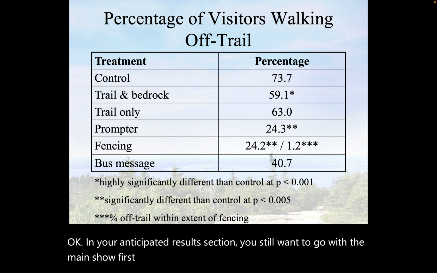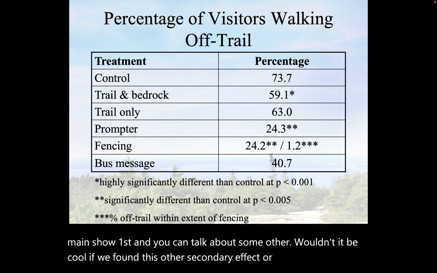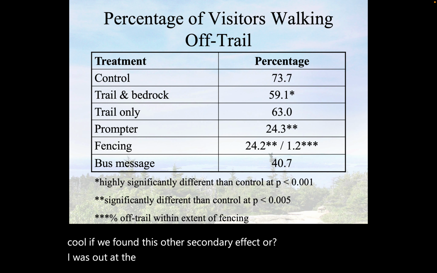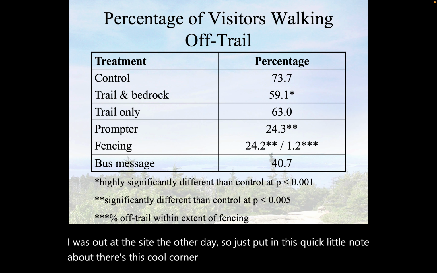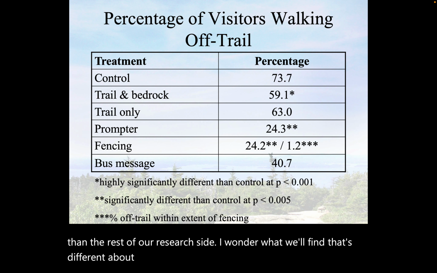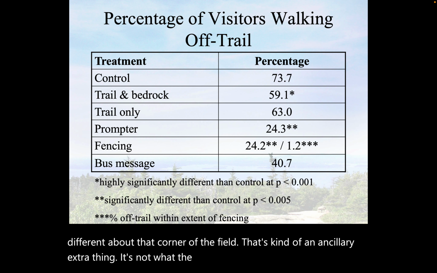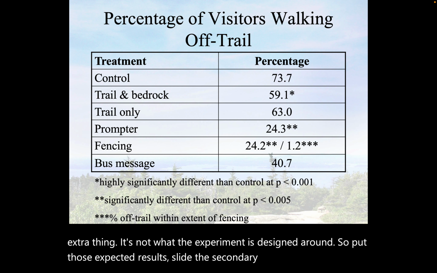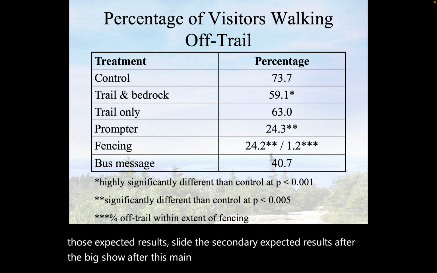And you can talk about some other, oh, wouldn't it be cool if we found this other secondary effect, or I was out at the site the other day, so just put in this quick little note about this cool corner to one of the fields that's totally different than the rest of our research site. I wonder what we'll find that's different about that corner of the field. That's kind of an ancillary extra thing. It's not what the experiment is designed around, so put those secondary expected results after the big show, after this main anticipated or expected result. Okay?